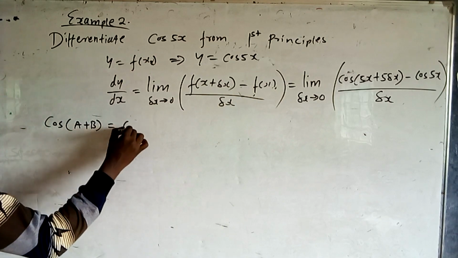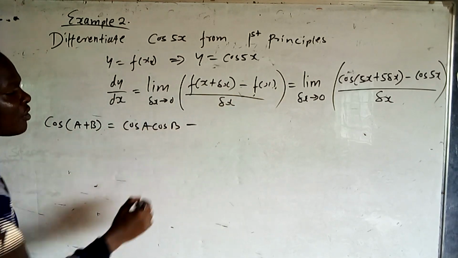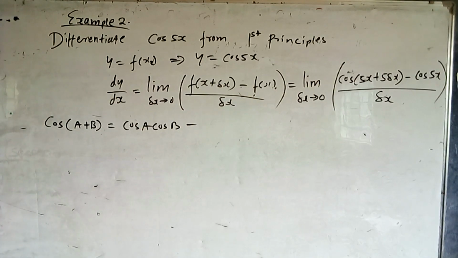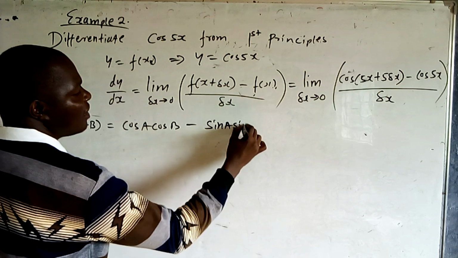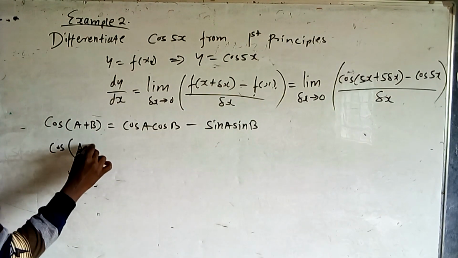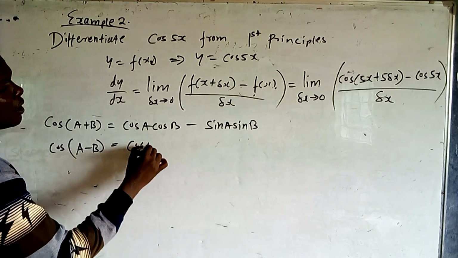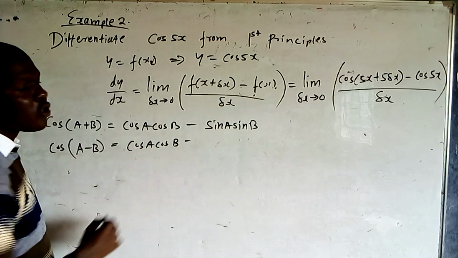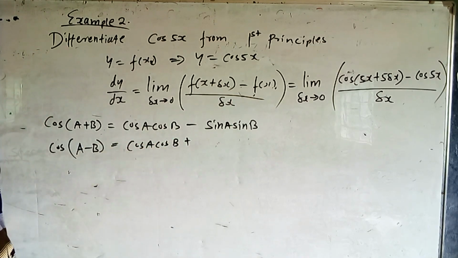Cos(A plus B) is what? It is cos A cos B. If here is addition, the other side is subtraction, isn't it? Then minus sine A sine B. Then cos(A minus B), the cosine difference angle formula, you get cos A cos B. If here is minus, the other side is plus, isn't it?